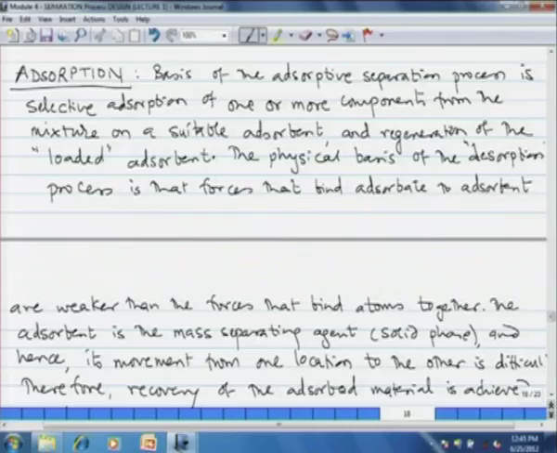Now, the physical basis for the desorption process is that the forces that bind adsorbate to the adsorbent are weaker than the forces that bind atoms together. That is a very simple principle. Adsorption is very commonly used. For example, our domestic water purifiers use activated carbon, activated charcoal, as adsorbent for separation of organic impurities. In the northeast we have a lot of iron dissolved in water, and that can also be separated using a suitable adsorbent resin.